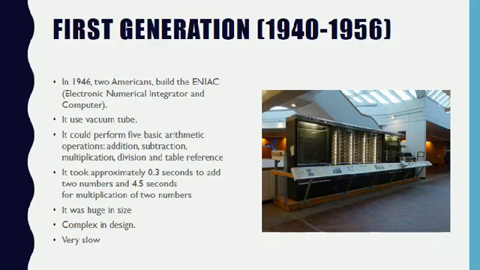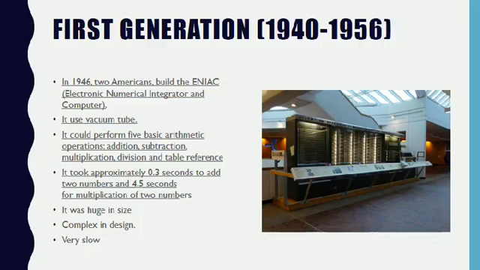Next is the first generation of our computer system that starts from the 1940s and remains up to 1956. In this generation, the ENIAC system was developed, and in this system vacuum tubes were used. This system was created for all the arithmetic operations like addition, subtraction, multiplication, division, and for creating tables.